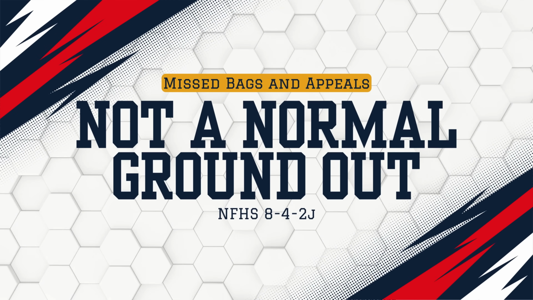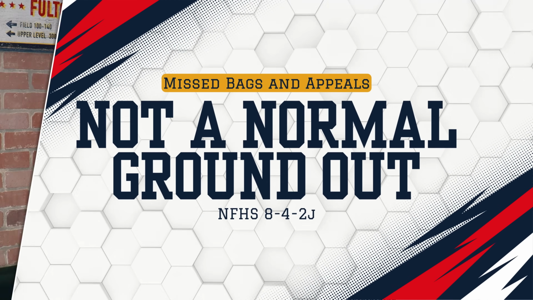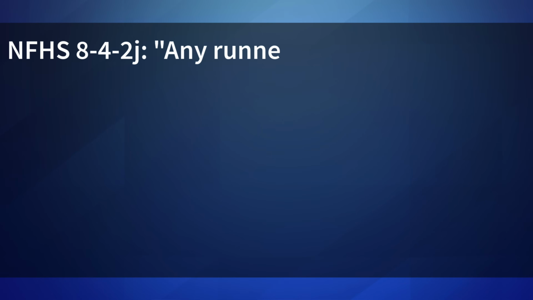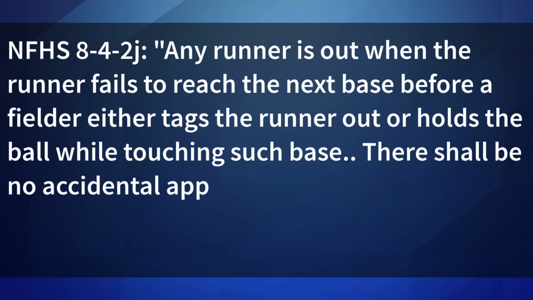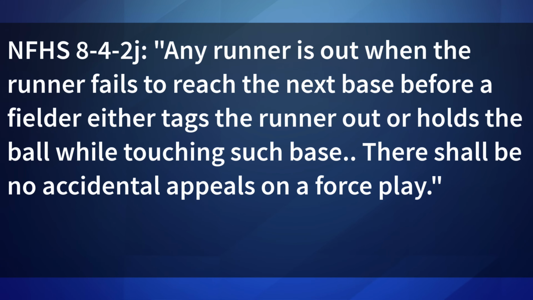Now, if this exact play happened in an NFHS game, the ruling would be the exact same. The first rule we'll look at is 8-4-2J. Any runner is out when the runner fails to reach the next base before a fielder either tags the runner out or holds the ball while touching such base. There shall be no accidental appeals on a force play.